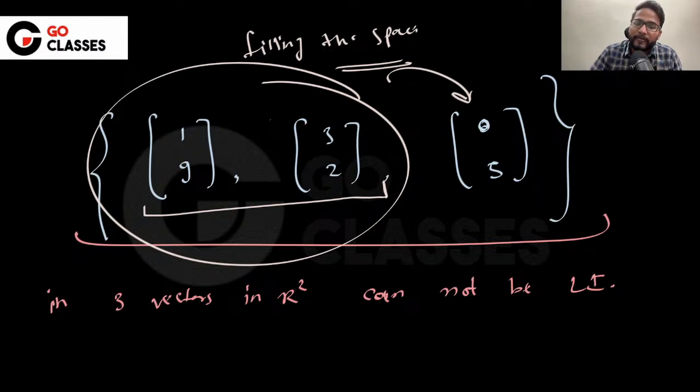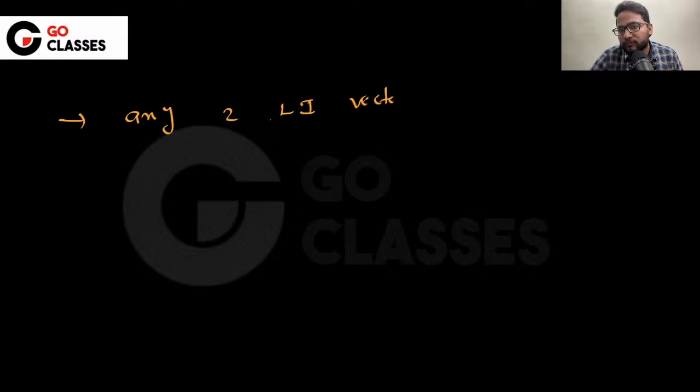So simply putting, don't worry about the proof or intuition. If you have not understood anything, for now just take my words that any two linearly independent vectors in R2 can fill the space. This is one thing.